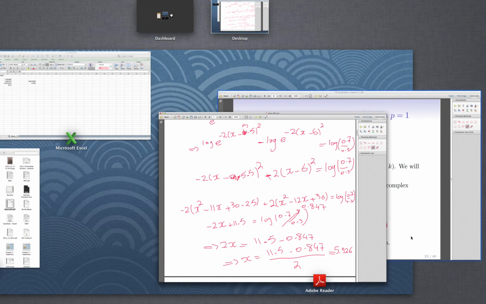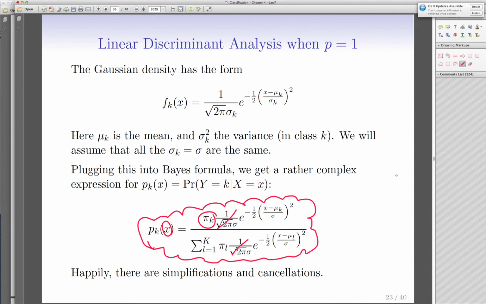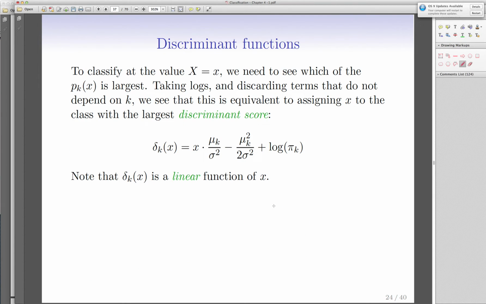So as you saw, dealing with these functions is extremely hard. It's too cumbersome to work over the boundaries of x's, and that is why there are simplifications of these that help us. And the simplification of these is a function called discriminant analysis.